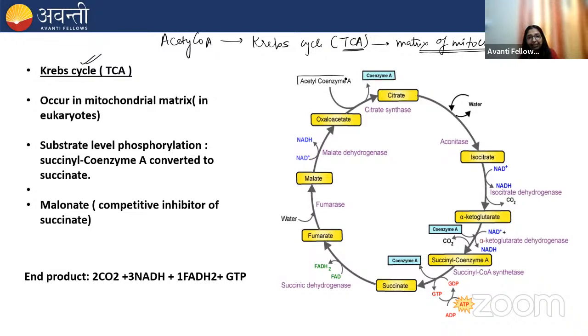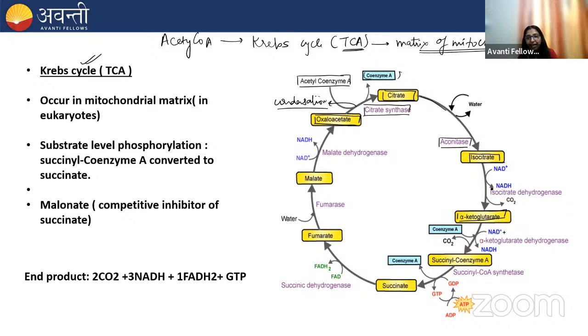Okay, here's the acetyl-CoA. First, acetyl-CoA binds with oxaloacetate. This step is known as condensation. And this step will result in the formation of citrate. So citrate is going to form, and the enzyme involved is citrate synthase. Later, the coenzyme A will be released. Now citrate will be converted into isocitrate. The enzyme involved is aconitase. This isocitrate will be converted into alpha ketoglutarate.